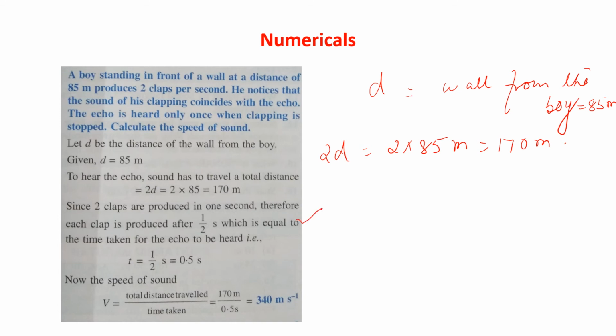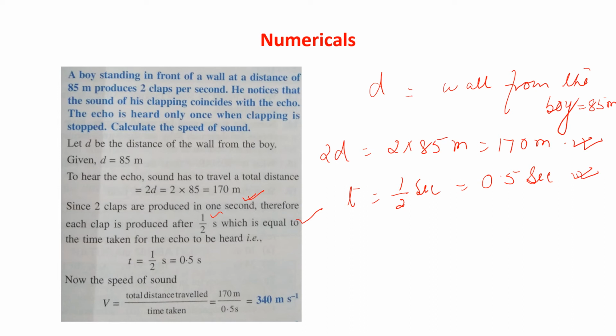Now see here, since 2 claps are produced in 1 second, each clap is produced after half a second, which is equal to the time taken for the echo to be heard. So for 2 claps in 1 second, 1 clap is in half a second. So T is equal to half a second, which is equal to 0.5 second. We can write it. So now this is your 2D and this is the time for getting the echo.